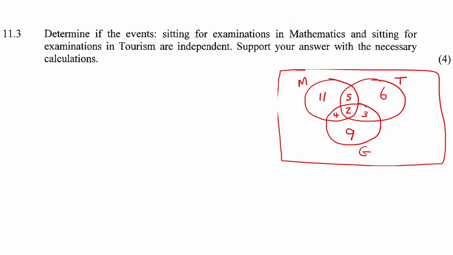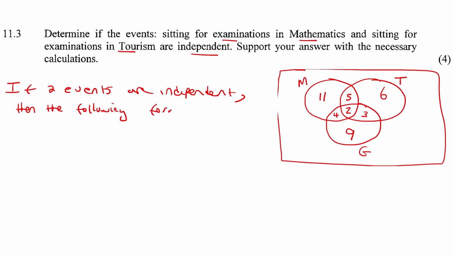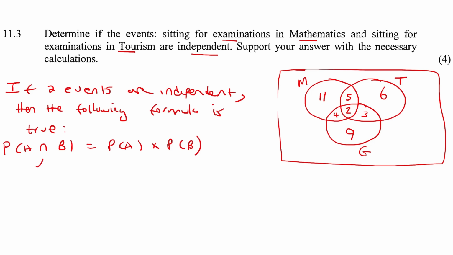Now this one says, determine if the events sitting for an examination in mathematics and sitting for an examination in tourism are independent. Okay, so independent, if 2 events are independent, then the formula is true. This is the formula for independent. And remember that means and. How do you remember that that's and? Well, because we've got the word n.